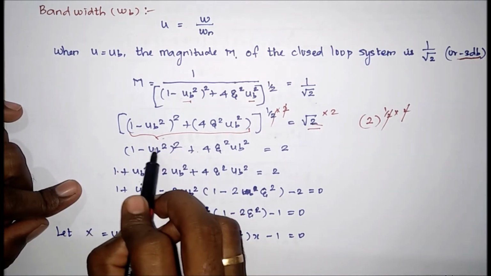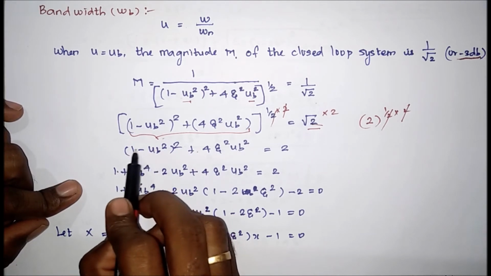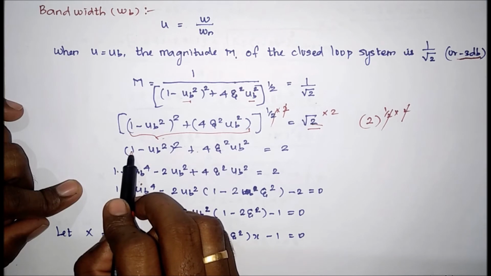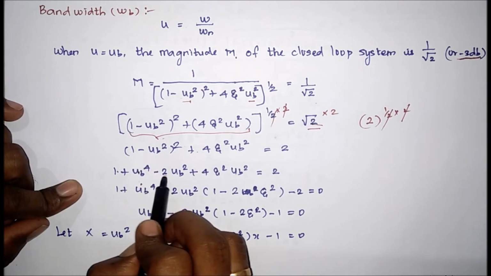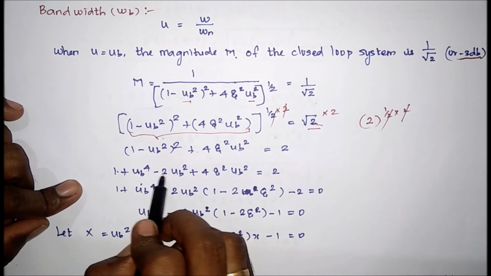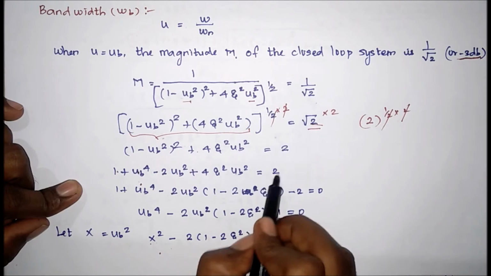So a square plus b square minus 2ab. So 2 into 1 into minus ub square, so it will become minus 2 ub square, plus the same term 4 eta square ub square equal to 2.